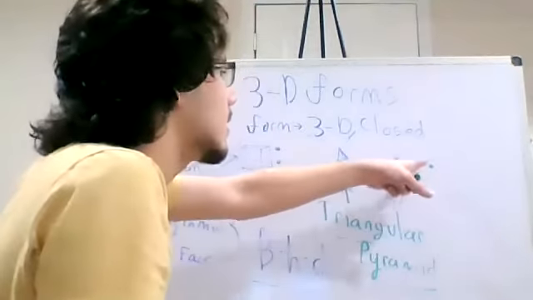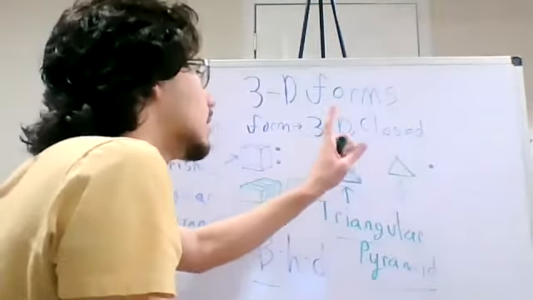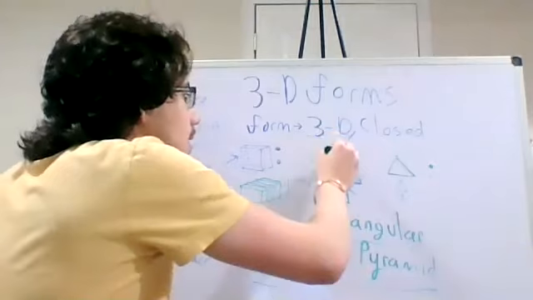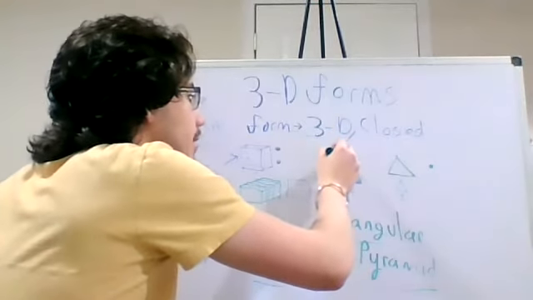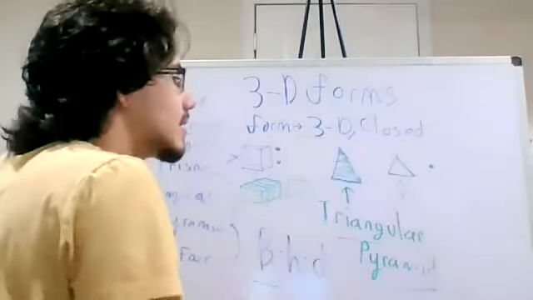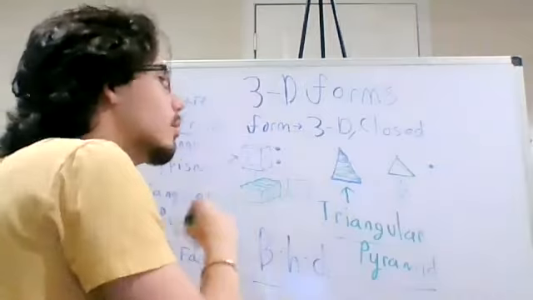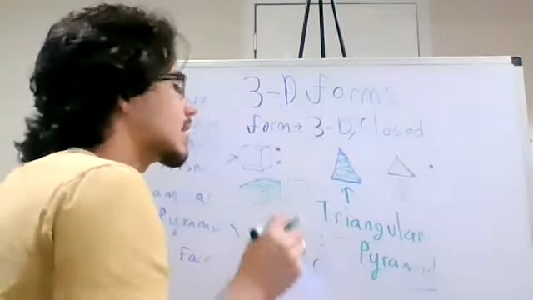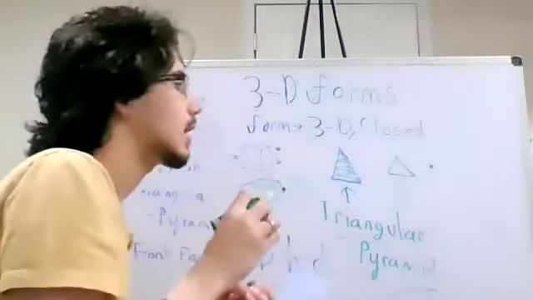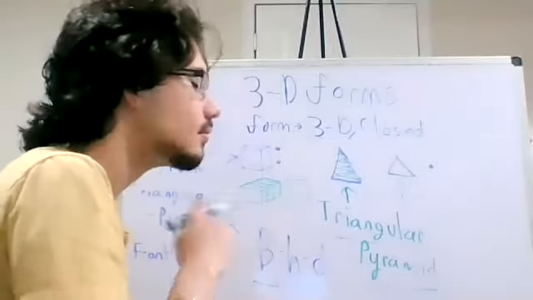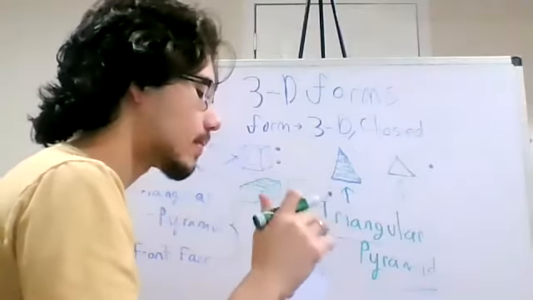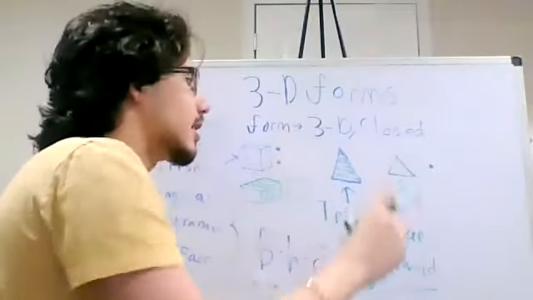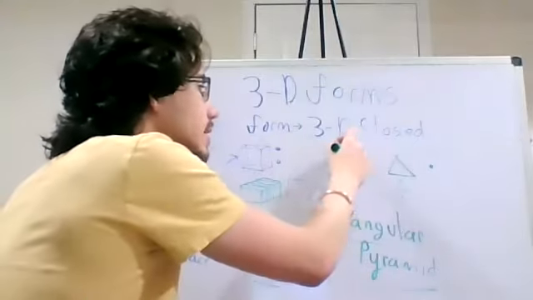And that's why the top of the pyramid is a point, because what defines a pyramid, in essence, is that instead of stacking equal bases on top of each other like a prism, a pyramid is comprised of stacking smaller and smaller bases on top of each other until it gets to a single point.